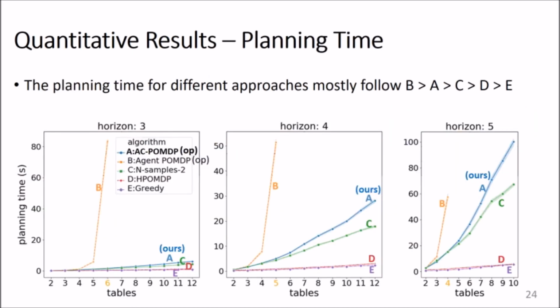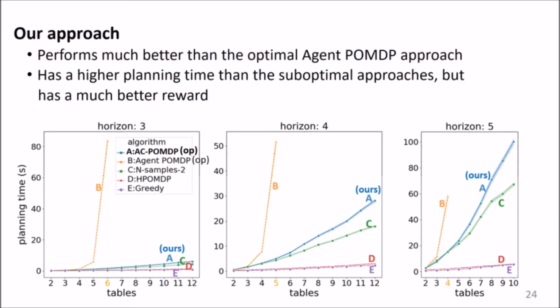We compare the performance of our approach against the baselines in terms of planning time. On the x-axis, we have the number of tables. On the y-axis, we have the planning time, and we have plots for different horizons. As you can see in the plots, our approach performs much better than the optimal agent POMDP approach. Although our approach has a higher planning time than the suboptimal approaches, as we saw in the previous plots, our approach has a much better average reward.